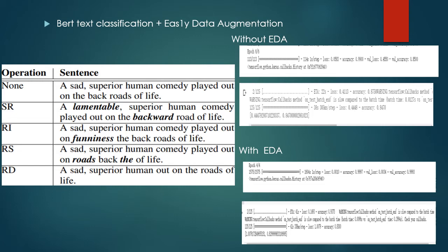EDA consists of four methods: synonym replacement, random insertion, random swap, random deletion. Look at the result without EDA. Both the valid accuracy and the evaluation accuracy are around 85%, which is really good.